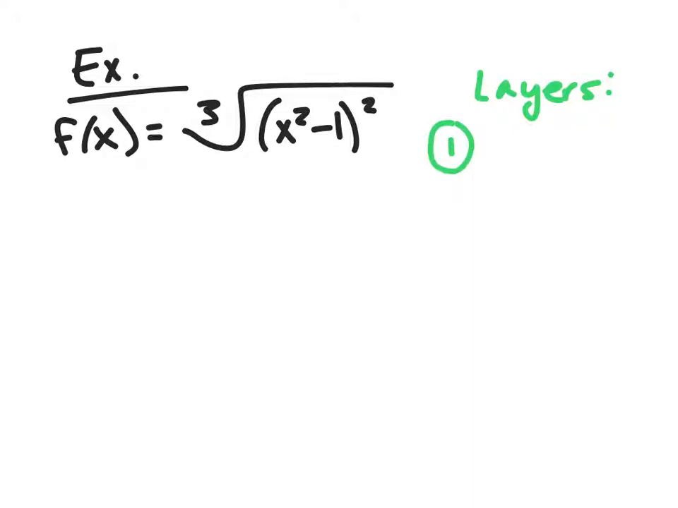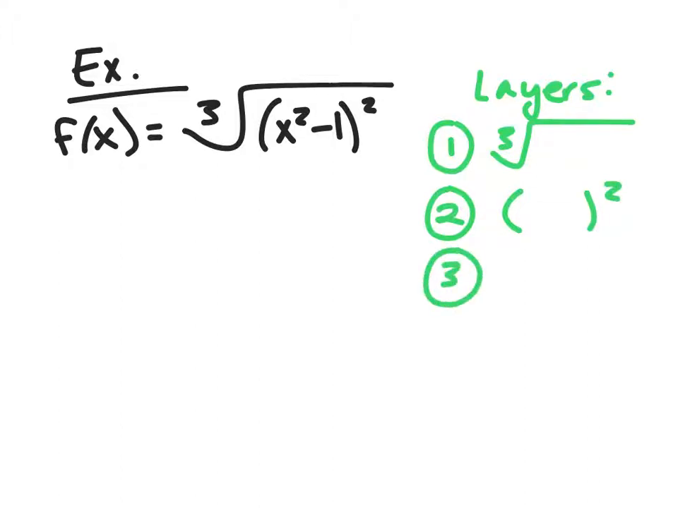The outside layer, which applies to the entire function, would be the cubed root, which is the 1/3 power. After that, if I take away the cubed root, the next layer would be the power of 2, so the squared. And then if I take away that, the inside layer would be x squared minus 1. It is possible to use chain rule with 3 layers. We'll see that in a moment. However, if I can avoid chain rule with 3 layers, I definitely want to do so.